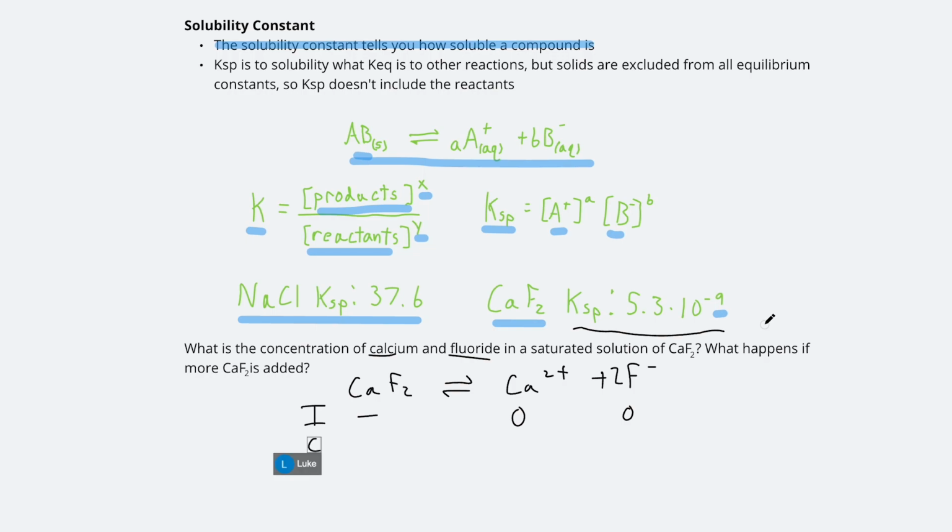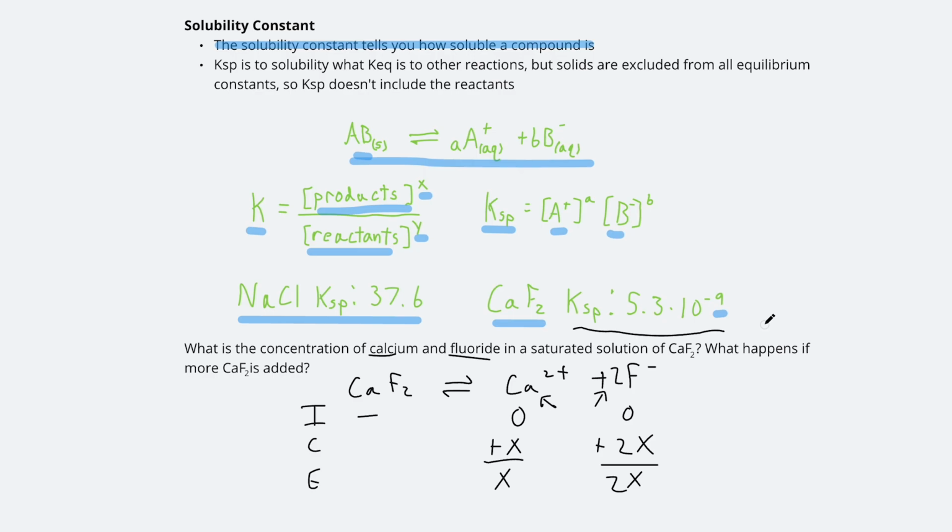Next we have C, which represents change. So for the change, we will use a variable. So we'll just do plus X for calcium. And then for the fluoride, we're going to do plus 2X because for every calcium that goes into solution, there are 2 fluoride ions. And we just get these numbers from the coefficients in the reaction. Lastly, we do E for equilibrium. And now you just do your simple addition problem. So we have X for calcium, and we have 2X for fluoride.